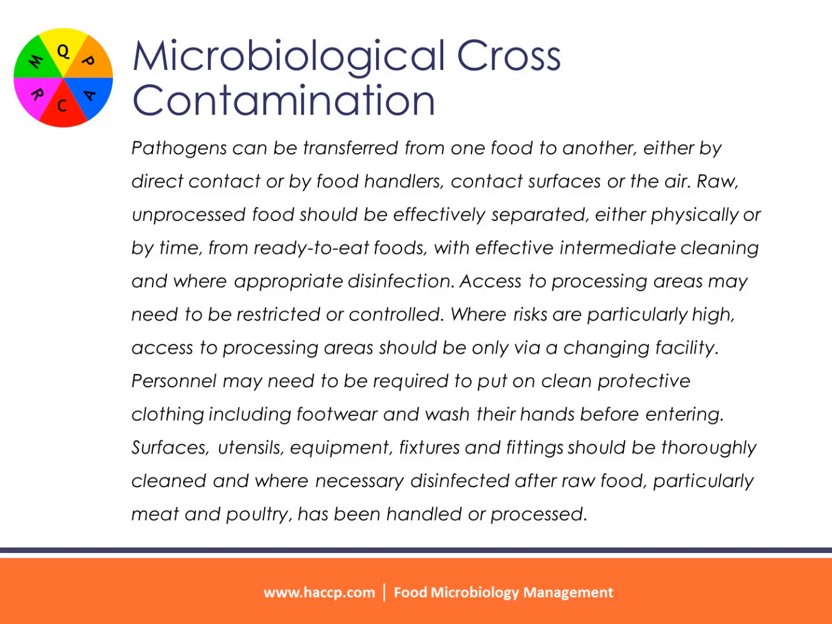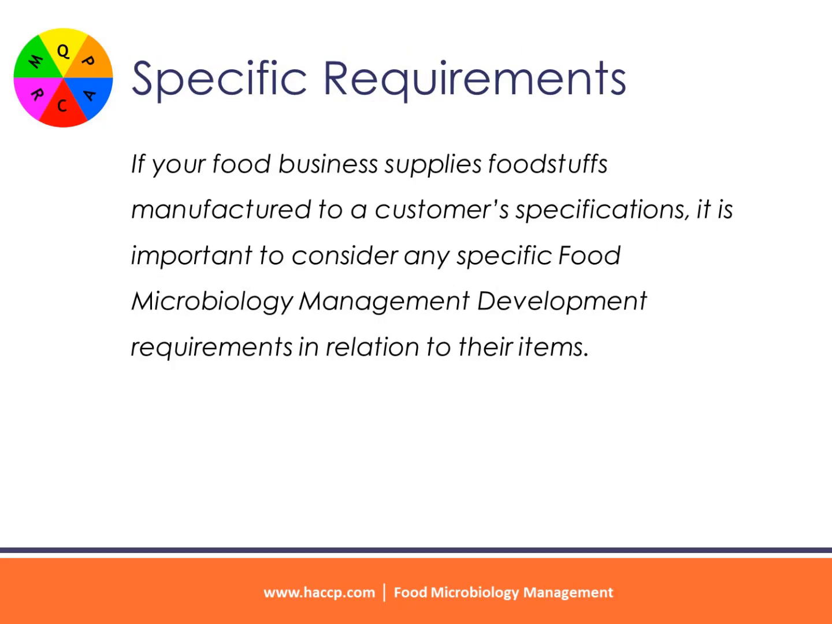Where risks are particularly high, access to processing areas should be only via a changing facility. Personnel may need to be required to put on clean protective clothing including footwear and wash their hands before entering. Surfaces, utensils, equipment, fixtures and fittings should be thoroughly cleaned and where necessary disinfected after raw food, particularly meat and poultry, has been handled or processed. If your food business supplies foodstuffs manufactured to a customer's specifications, it is important to consider any specific food microbiology management development requirements in relation to their items.